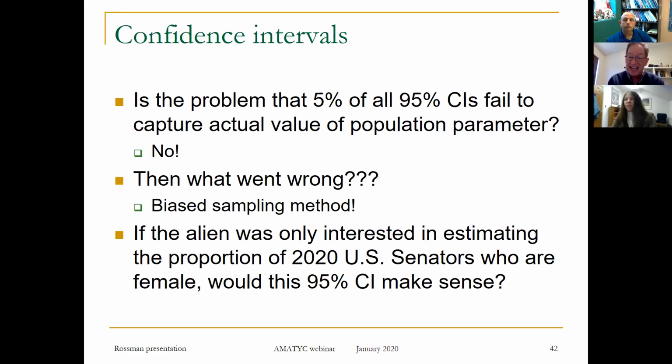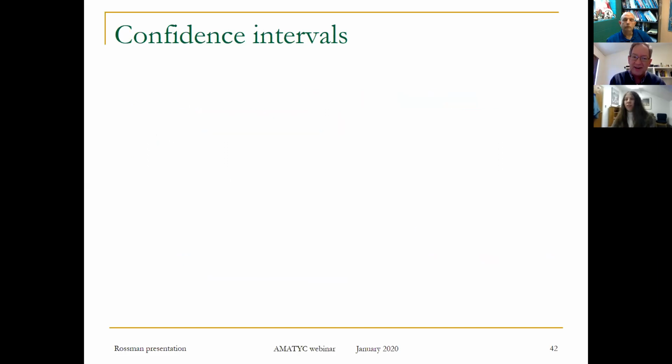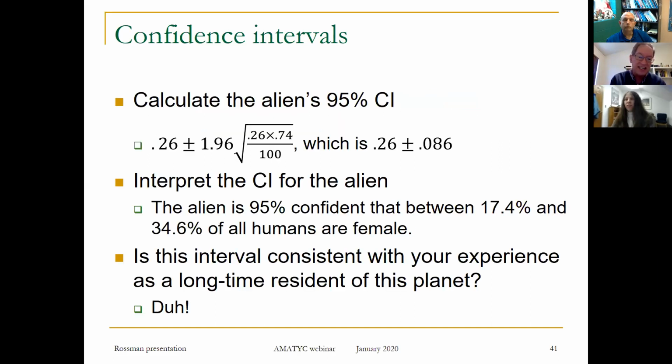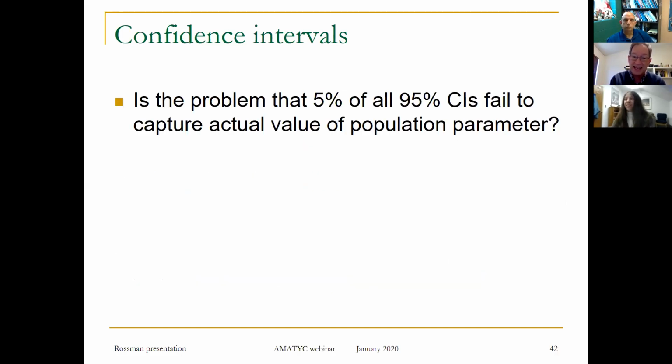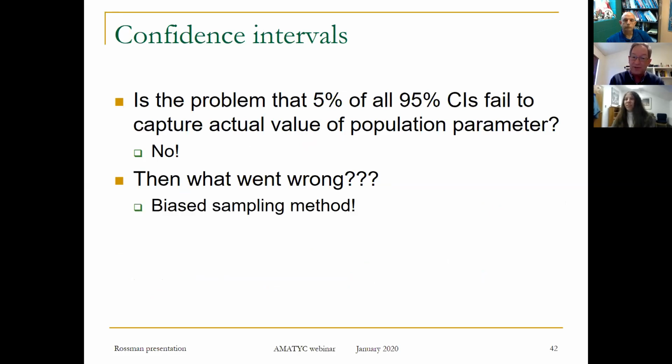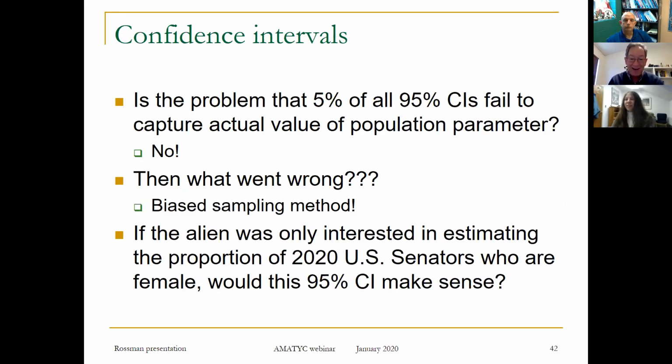Last question on this example, and this is a challenging one for students. If the alien was only interested in estimating the proportion of current senators who are female, would this interval make sense? Would you say you're 95% confident that between 17 and 35% of current senators are female? No, that's ridiculous too. If you only want to know about current senators, 26 out of 100 are female, it's 26%, period, end of story. There's no inference to be done if the data you have comprise the entire population.